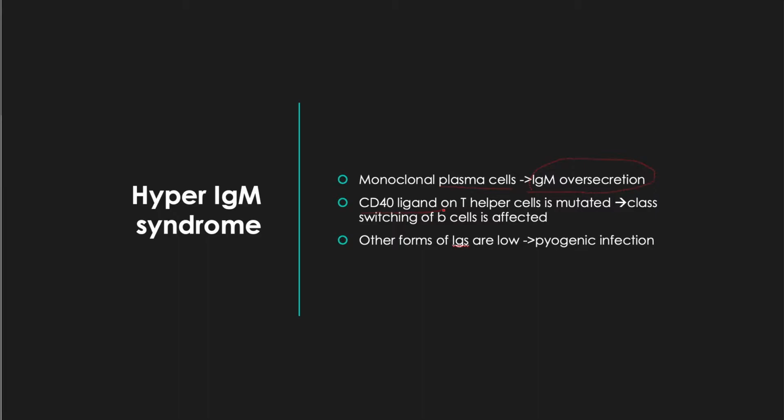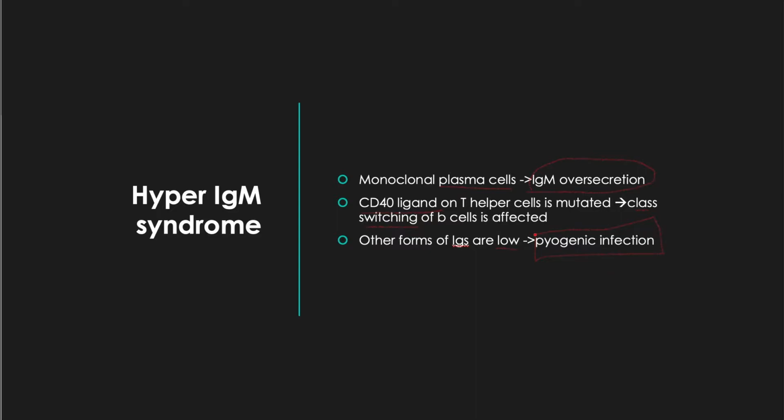This CD40 ligand will go and sit on CD40 receptors of B cells, and this will cause class switching of B cells. Now, because there's going to be a defect in CD40 ligand on T helper cells, class switching will not happen properly, and there's going to be hypersecretion of immunoglobulin M. That is, only one type of immunoglobulin will be produced, and everything else is going to be low. And patients usually present with recurrent pyogenic infection.